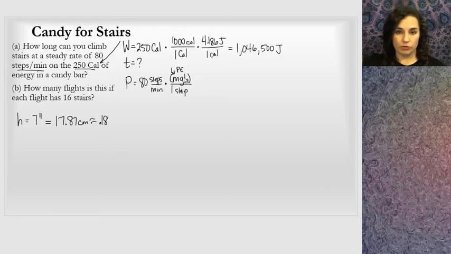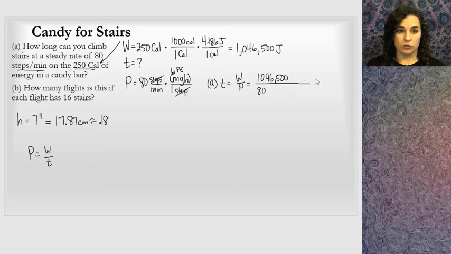Now we're at the top of a building, right? So let's put our equation together. And this is part A. The time has to equal the work over the power, right? Power equals work over time. We solve for time, we get work over power. So we're going to take that 1,446,500 joules and divide by the power, which I know will be 80 steps per minute. And then you can see that this will end up being joules per minute. So I have joules on top and joules per minute on the bottom.